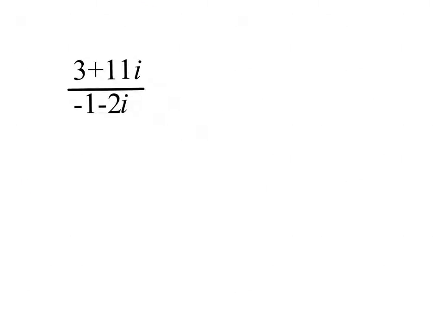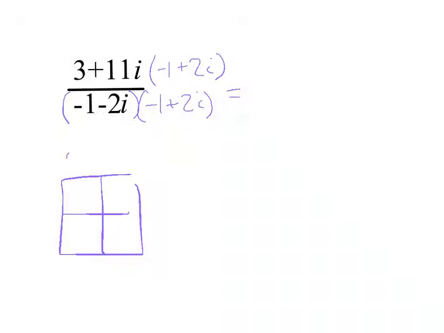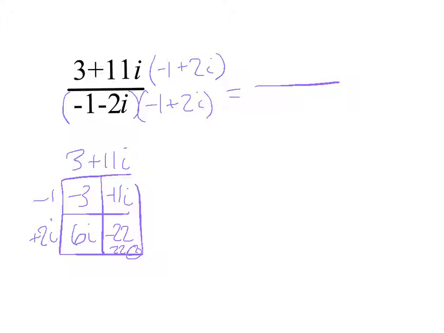Okay, we'll do this one now. I'm trying to get rid of the i in the bottom, so I multiply by negative 1 plus 2i. Same thing on the top, negative 1 plus 2i. So we have 3 plus 11i and negative 1 plus 2i. We get negative 3 minus 11i, and what is this, 6i, and 22i squared, which is a negative 1, so it would be negative 22. So on top, we'll get negative 25 minus 5i.